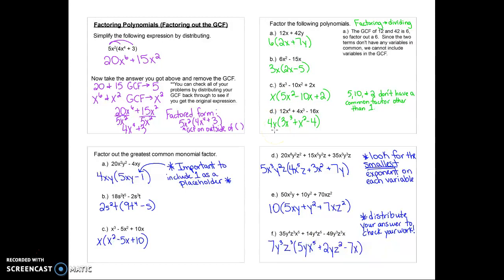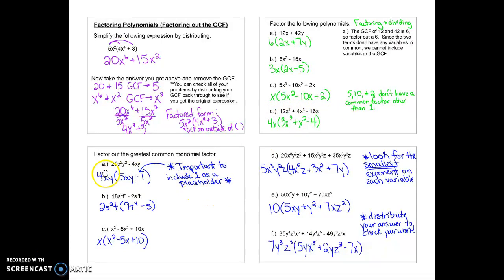And then you go through and divide each one of the terms in this trinomial by that GCF of 4x. Okay? And then again, you can distribute it back in and make sure that you get exactly what we started with. And then if you do, it's correct.